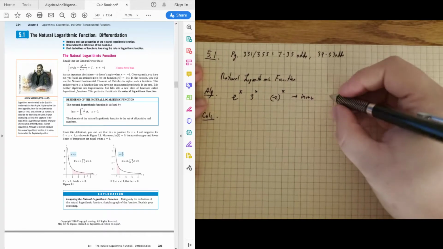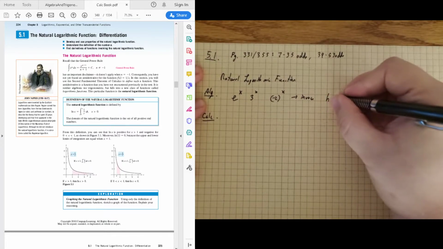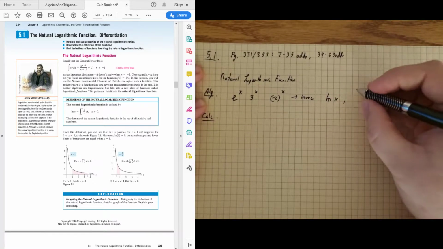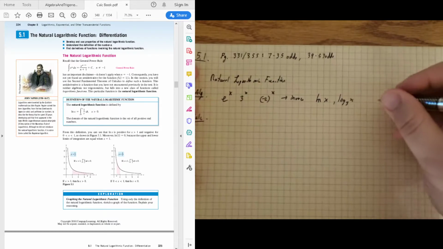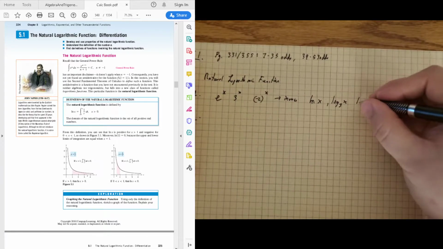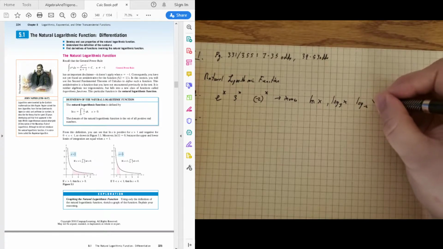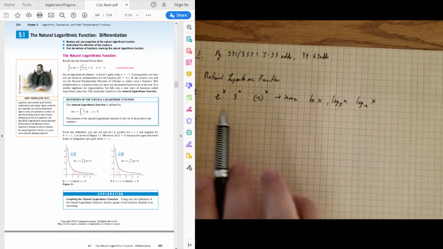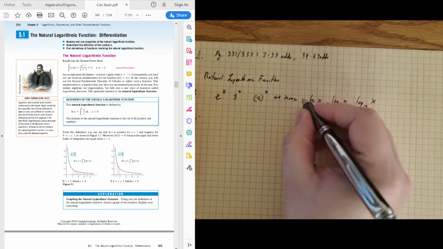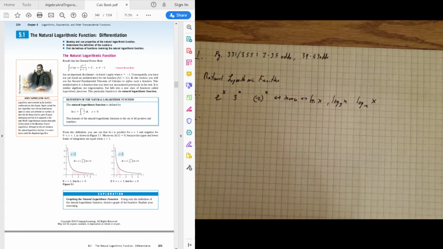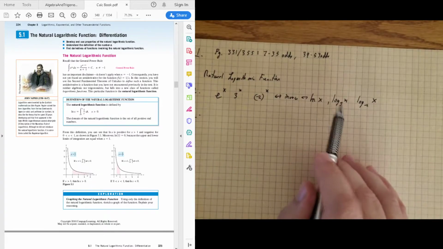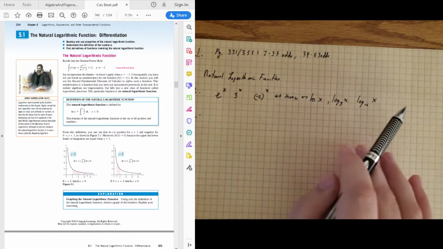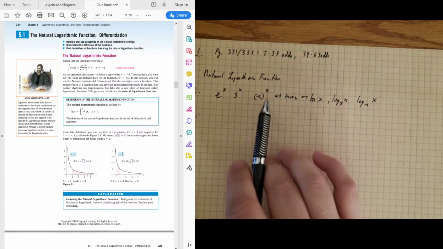to turn these from e to the x into the natural log of x, from 3 to the x power to the log base 3 of x, from negative 2 to the x power to log base negative 2 of x. And so we talk about an inverse effect creating these functions. And so we define the natural log by looking at e to the x. We define log base 3 by looking at 3 to the power of x. We define log base negative 2 by looking at negative 2 to the power of x.